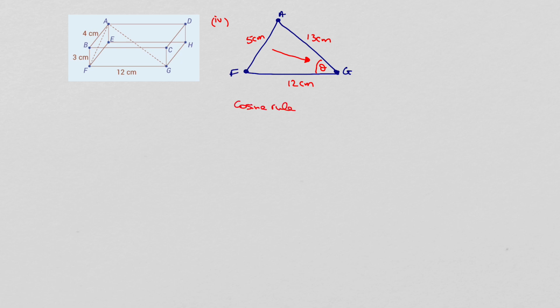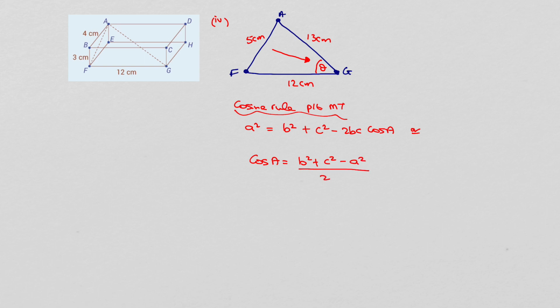So remembering our cosine rule is page 16 in our maths tables, where if we're looking for our angle, I can take the formula as it is in the tables, which is a squared equals b squared plus c squared minus 2bc cos A. Or I can rearrange that, which is easier when we're trying to find angles, which is going to be cos A is equal to b squared plus c squared minus a squared over 2bc.